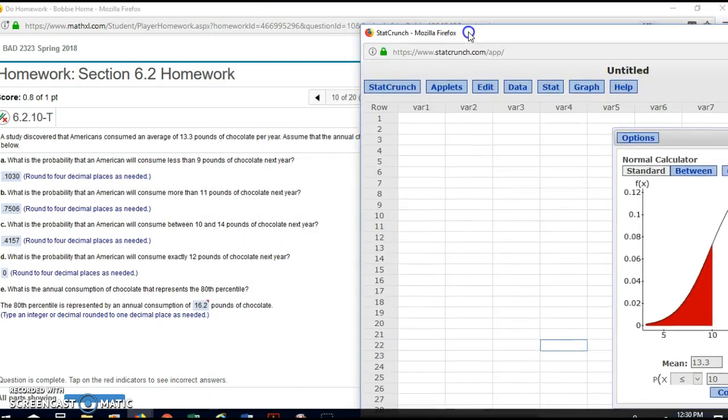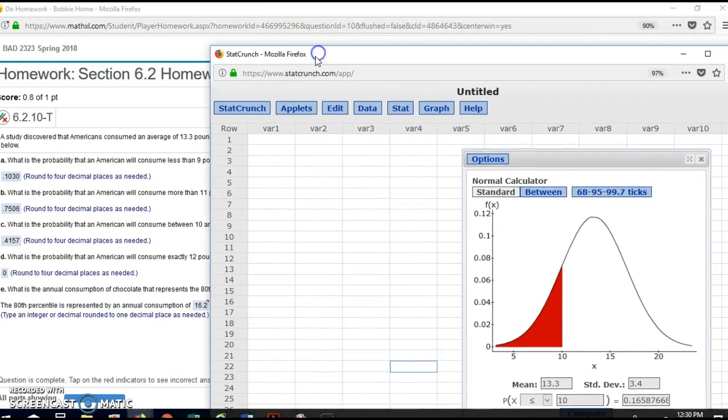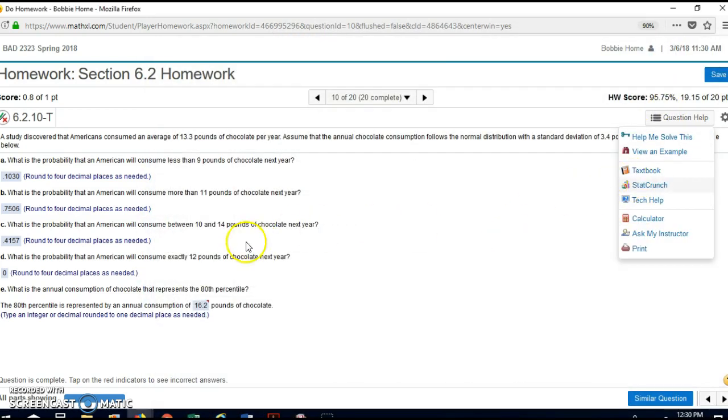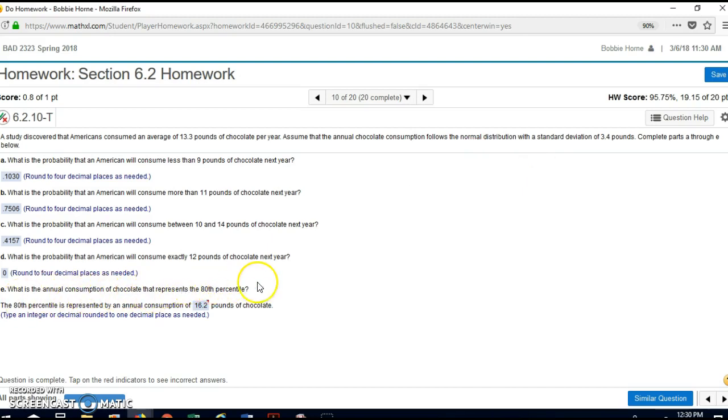What is the probability that an American will consume exactly 12 pounds? Now, if we talked about that, that would be 0 right at 12 when you're doing this type of problem. And then, what is the annual consumption of chocolate that represents the 80th percentile?